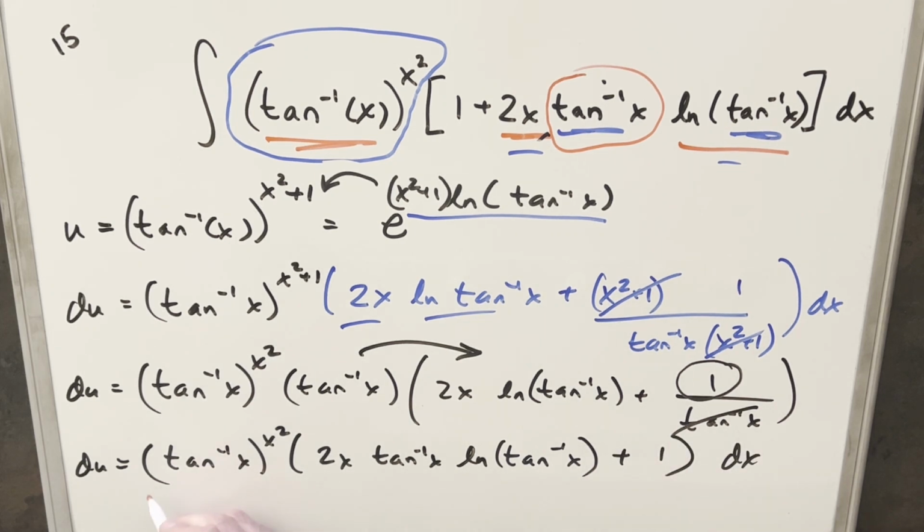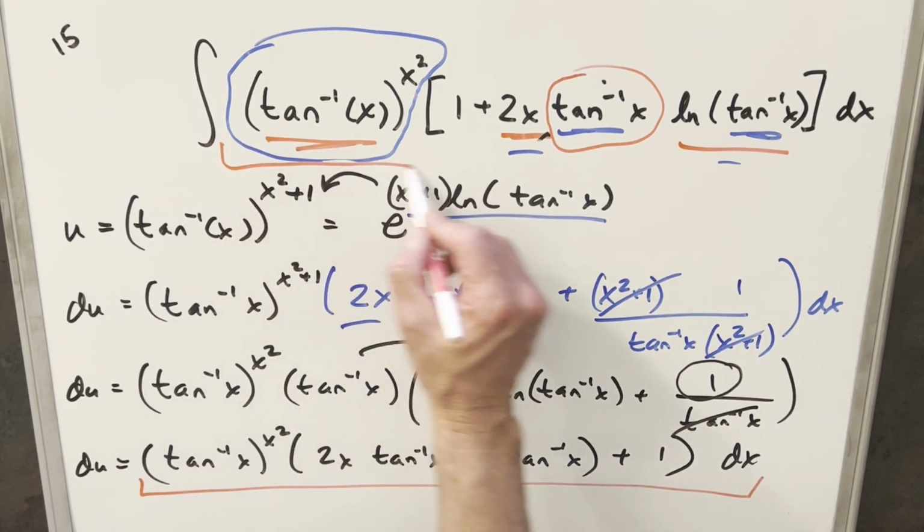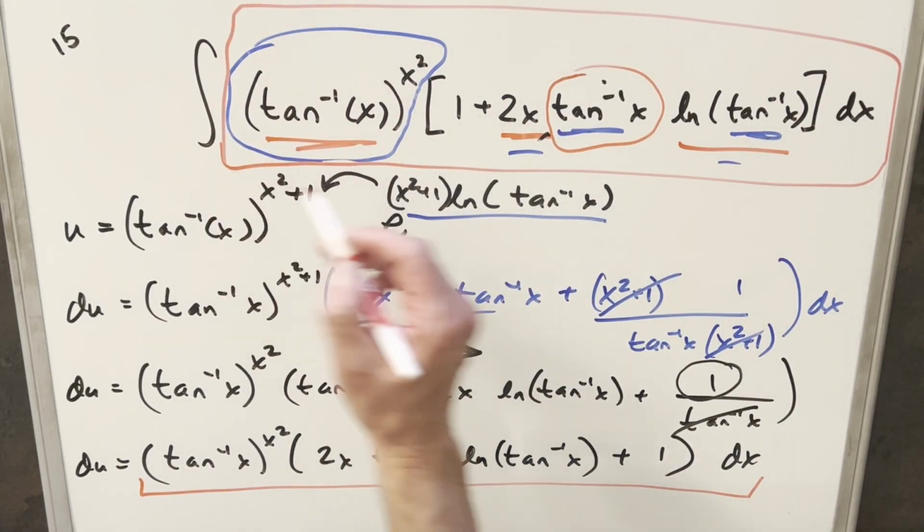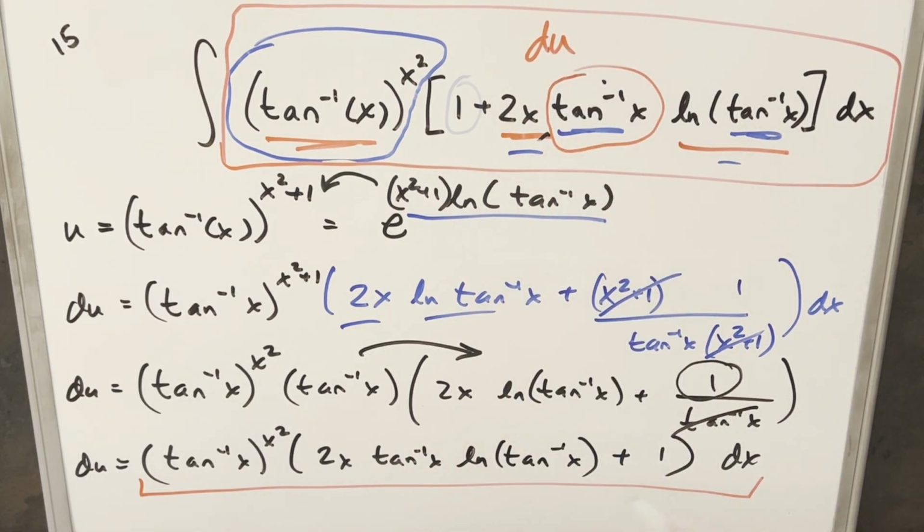But what do we notice? Everything we have right here, this whole du value, this is our whole integral. This is everything. So this whole integral just reduces to just du. For this one right here, we have it out of order, and I've got this plus 1 down here, but it's still the same thing as our integral. So all we're left to do is integrate du and finish it off.